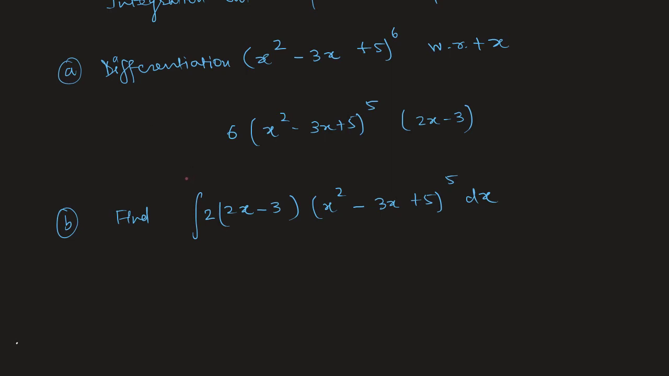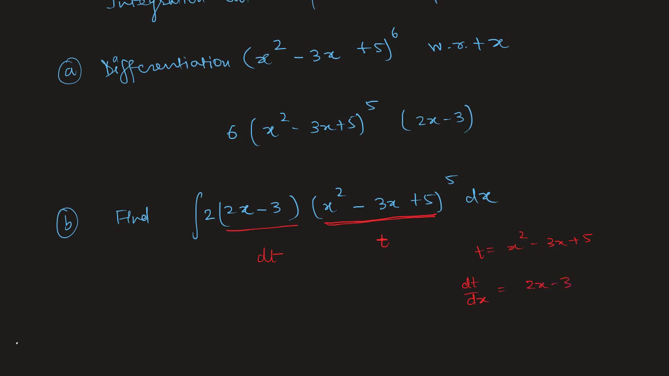sometimes you have to observe the given expressions carefully. Let's suppose if I consider this expression as t, can I say this expression is dt? Yes or no? If this expression is t, can I say this expression is dt? Because if I consider x square minus 3x plus 5 as t, now if I differentiate this function with respect to x, I will get 2x minus 3.